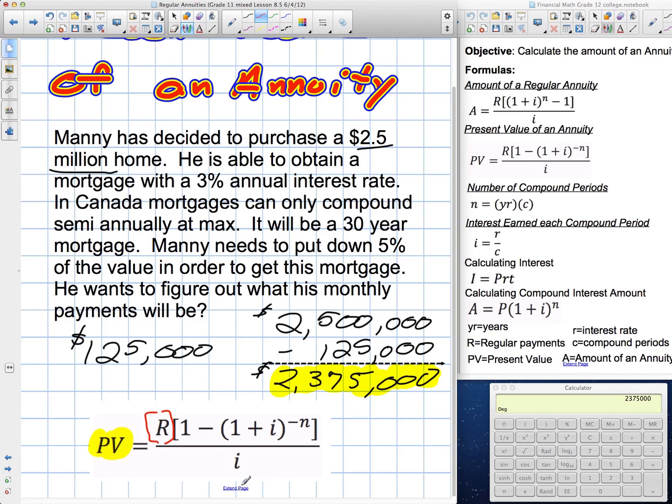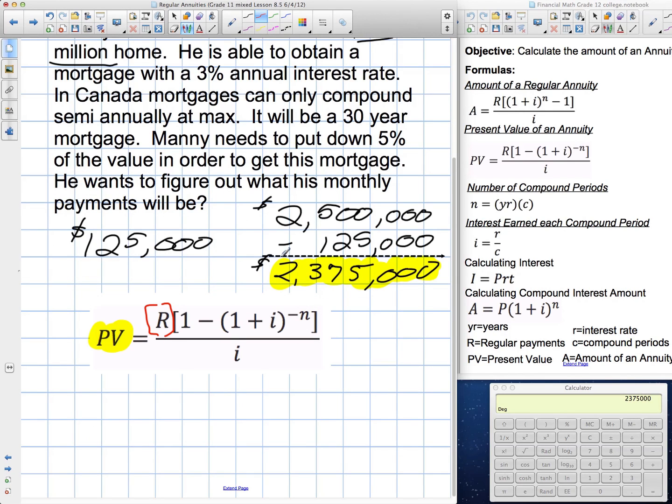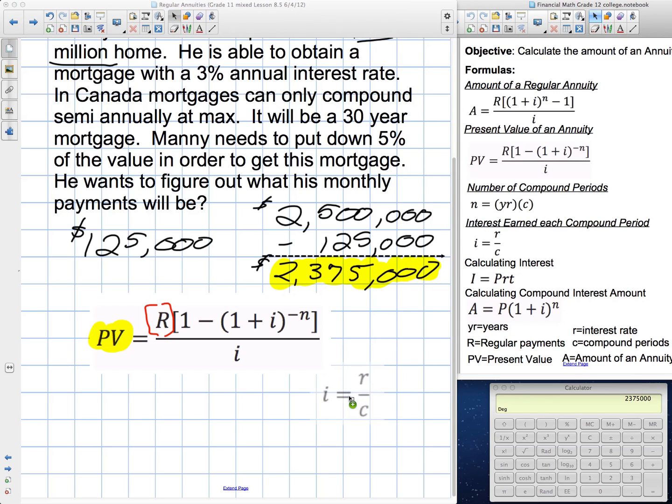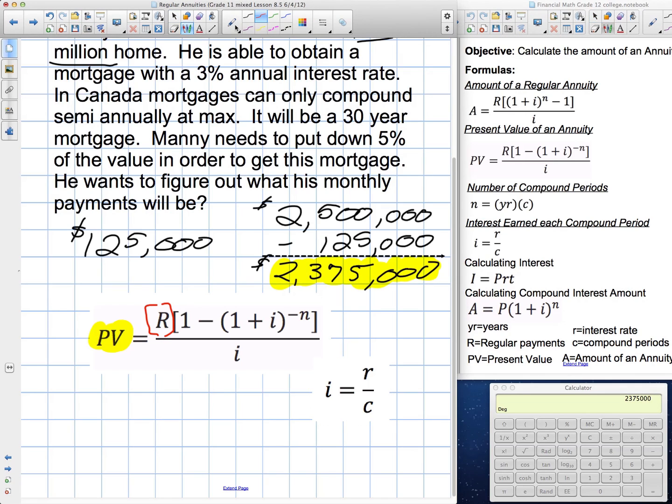Okay, there's a couple other ones we've got to figure out. First of all, what does i stand for? r over c. And what is r and what is c? The rate and the compound period. That's right. The compound period and the rate of interest. So, the rate of interest is 3%.